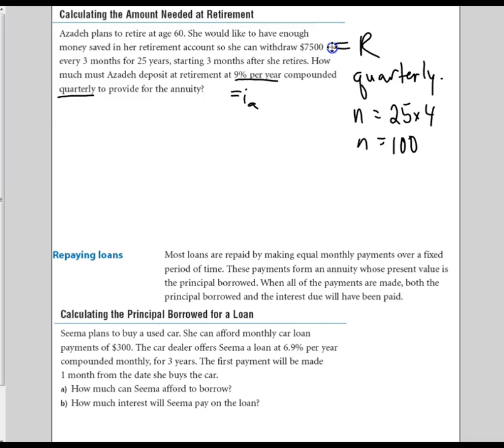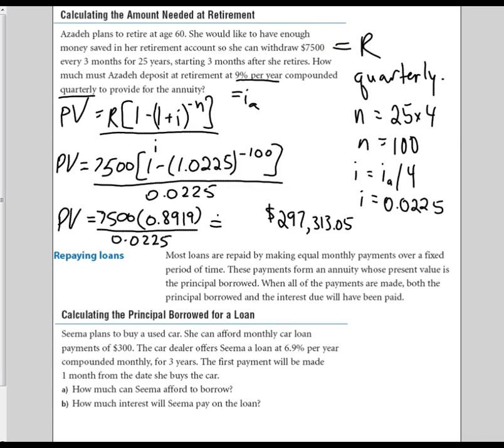So again, here I'll use the formula. In this calculation, I substituted the values I knew, did one intermediate step, calculating the biggest part, which is what's inside the brackets, and the final answer to the nearest cent is $297,313.05.